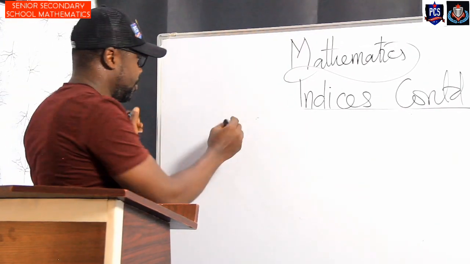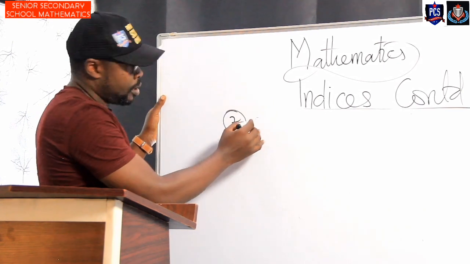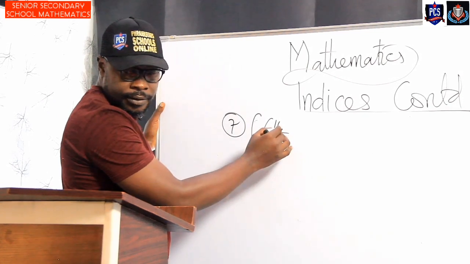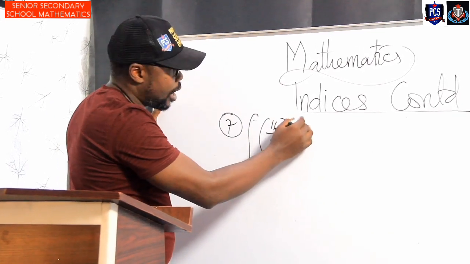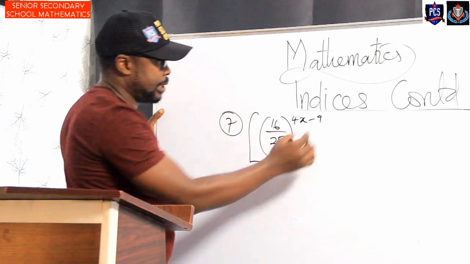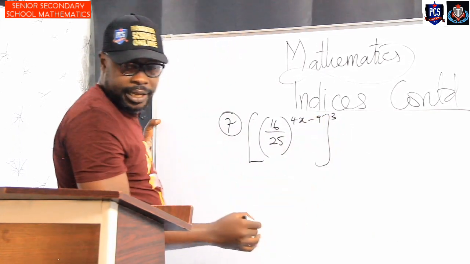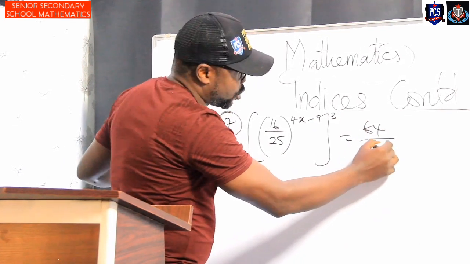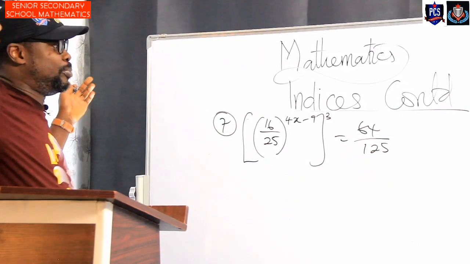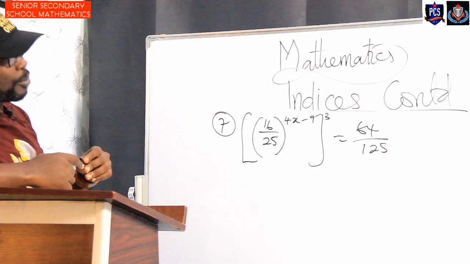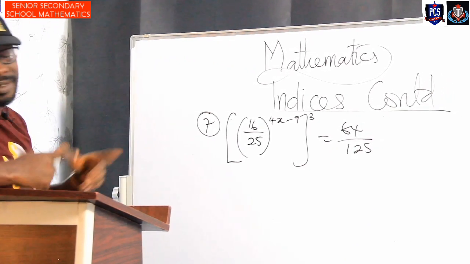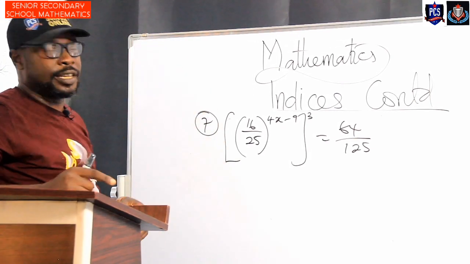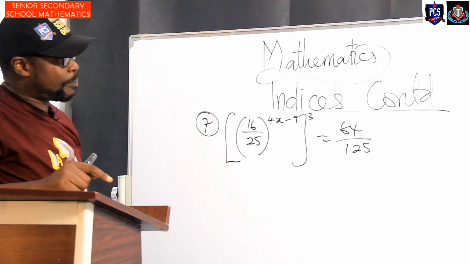So I look at this question. Question number 7. It says 16 over 25, all raised to the power 4x minus 9, all raised to the power 3 is equal to 64 over 125. The question looks so big and cumbersome, but we'll definitely solve it to show it's simple. All you need to do is make sure you have your laws of indices intact, then we start applying.